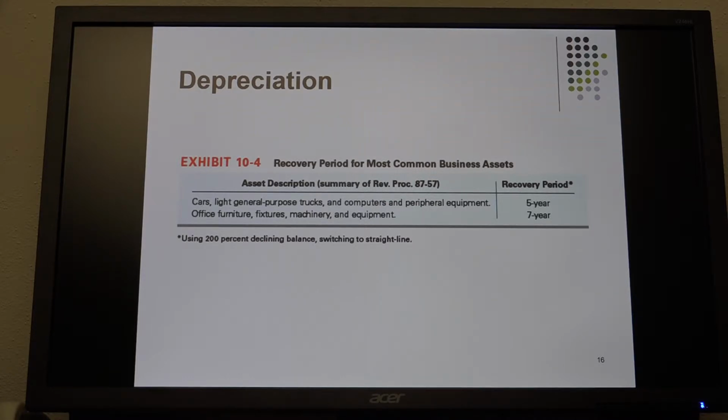And note that if you use the 200% double declining balance method, what you do is you use the double declining balance method up to the time that, and the taxpayer has to figure this out, they would depreciate more using the straight line method, and then at that time they start using the straight line method. Same goes for the 7-year recovery period. The type of assets you have there are office furniture, fixtures, and the biggies are machinery and equipment. Now notice machinery could include some fairly large items, anywhere from a forklift up to one of those big digger trucks if you're in, let's say, highway construction.